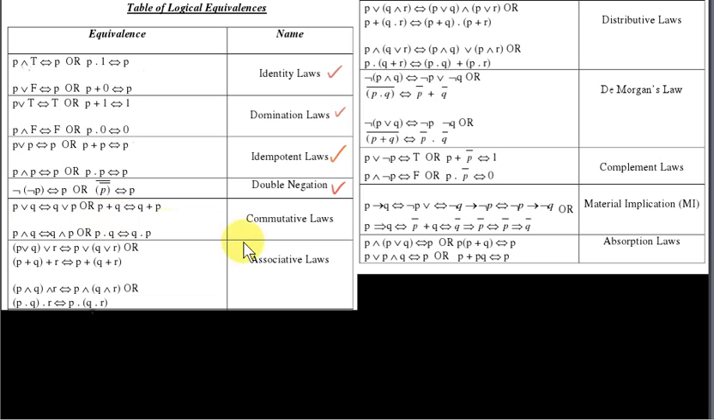The commutative laws are very straightforward. P or Q is equivalent to Q or P. When we're talking just about arithmetic, you might have heard of the commutative law for addition, which states that 2 plus 3 equals 3 plus 2. It's also true for multiplication: 2 times 3 equals 3 times 2. So for the OR operator and for the AND operator, the commutative laws hold.